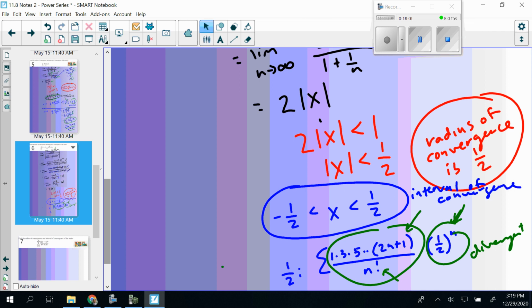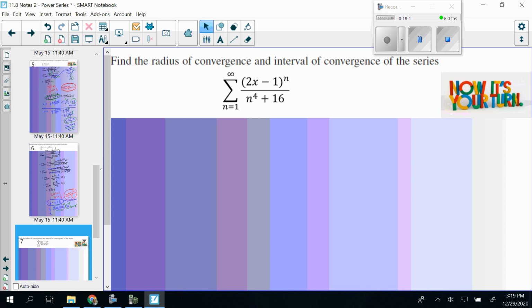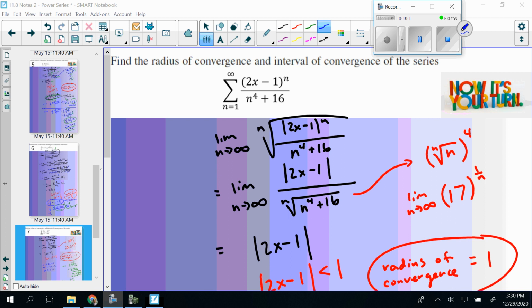All right, one last one here. Let's have you again pause and try this one out on your own and see what you come up with. All right, hopefully you've had a chance to try it. We'll use the nth root test on this one because we got a power of n here. If we do that, the top should just be the absolute value. Make sure you get the absolute value in there of 2x minus 1.